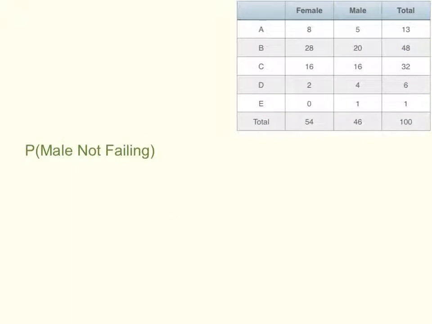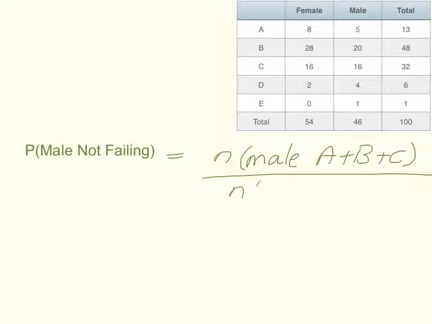The last question asks us, what is the probability of a male not failing? So essentially the question is asking, what is the probability of a male receiving an A, B, or C? Because these 3 grades are considered not to be a fail. So this means that I need to take all the numbers associated with a male receiving an A, a B, and a C, and again I divide it by the number of my sample space.